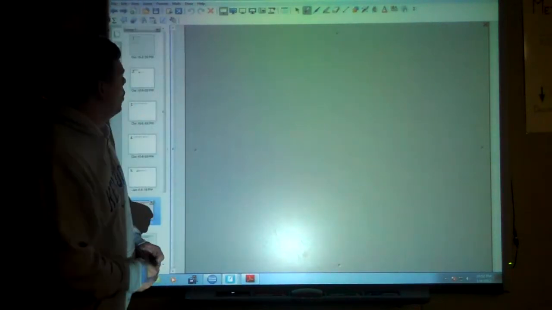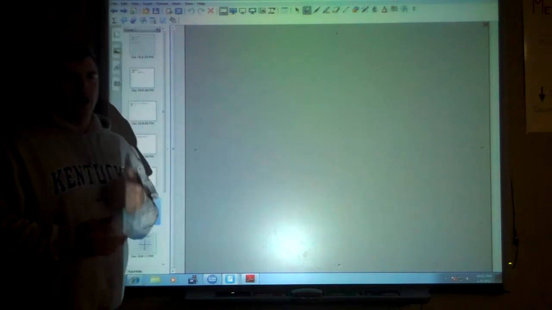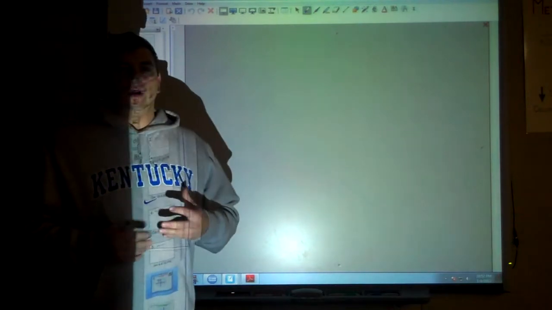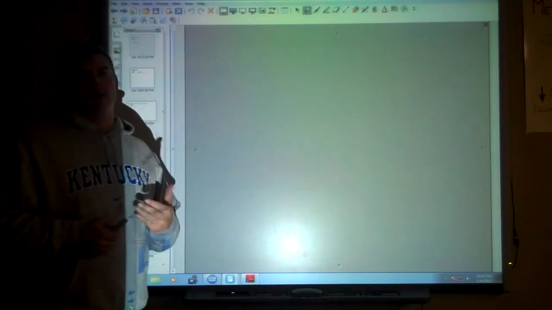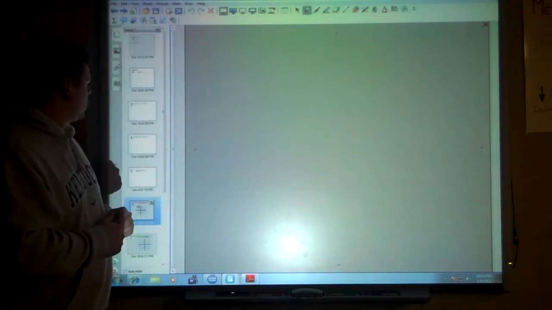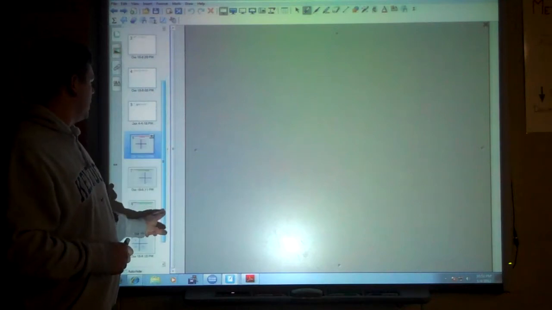Intro Algebra Lesson 4-1A. We're now going to switch gears a little bit away from the equations and start thinking about graphing. Eventually we'll incorporate the two, but for right now we want to make sure we have a good solid foundation when it comes to graphs and making graphs.